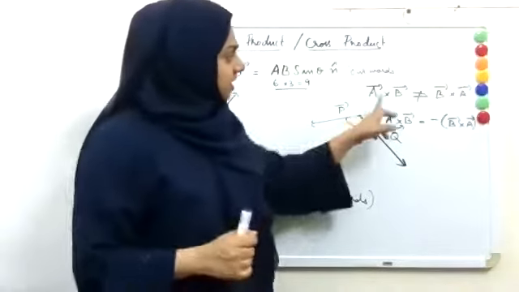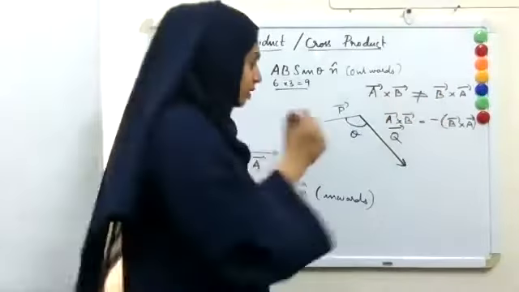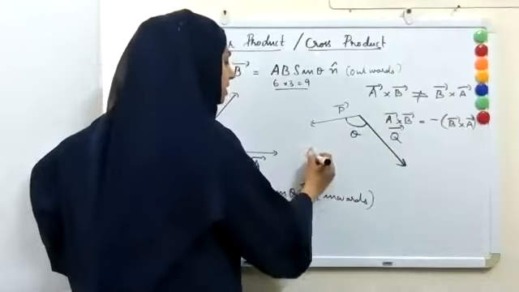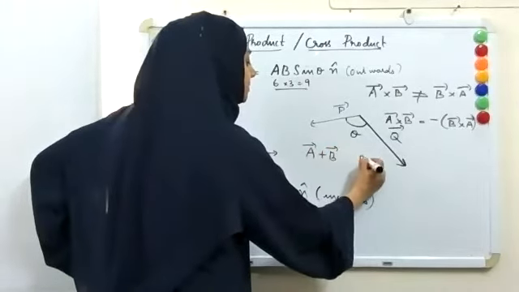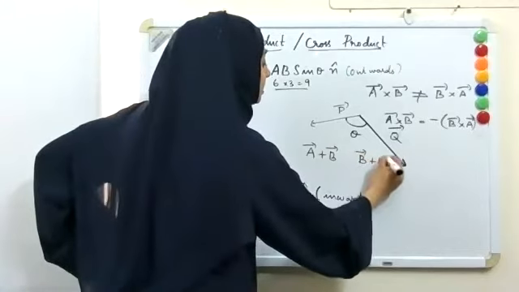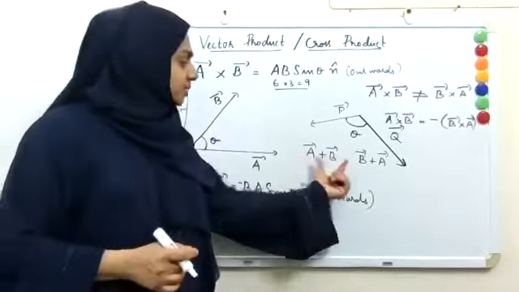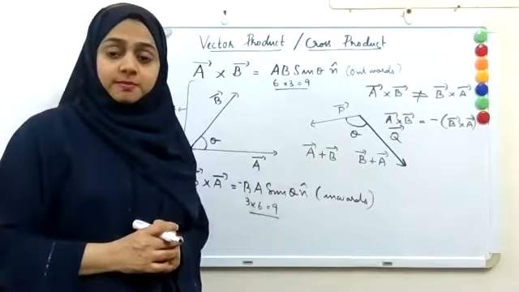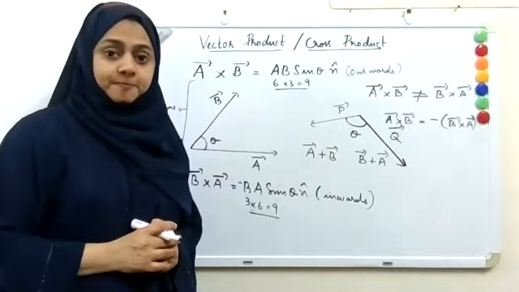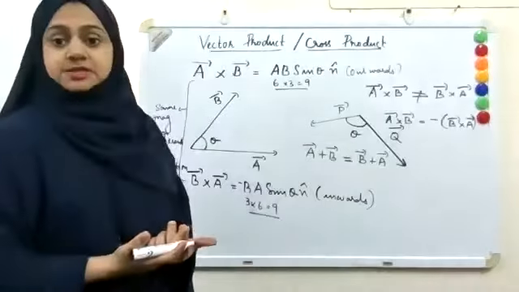So what do you say about this? A cross B, B cross A. What about two vectors, A plus B and B plus A? Are they same? A plus B and B plus A, are they same? They are same. A plus B will be equal to B plus A.